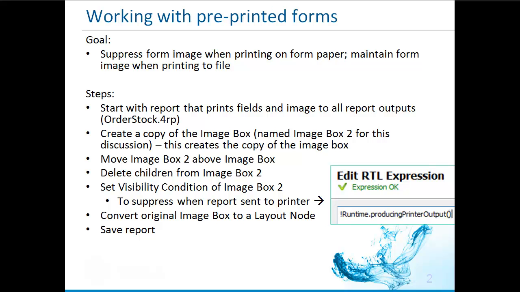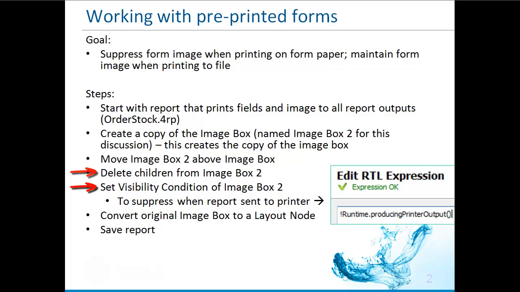To meet the new objective, to suppress the use of the form image when output to the printer, you need to modify the report design. The goal is to output the form image only when not going to the printer. The steps listed on this slide will guide you in meeting this goal. You can start with the order report, which currently includes the form image for all output. You create a copy of the image. You move the copy above the initial image. They remain siblings, but the copy sits above the original. You delete the children or the data objects from the copy.